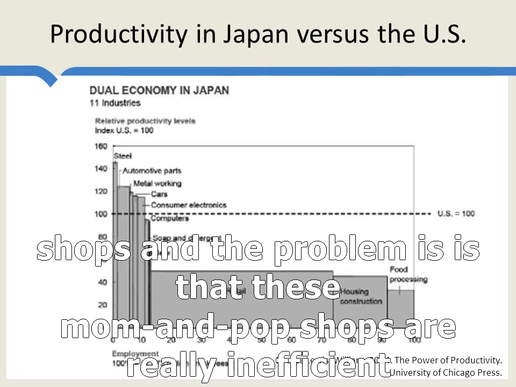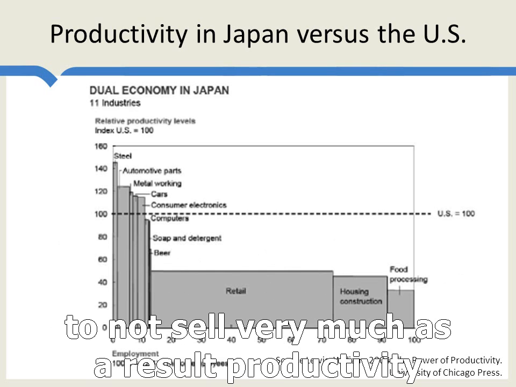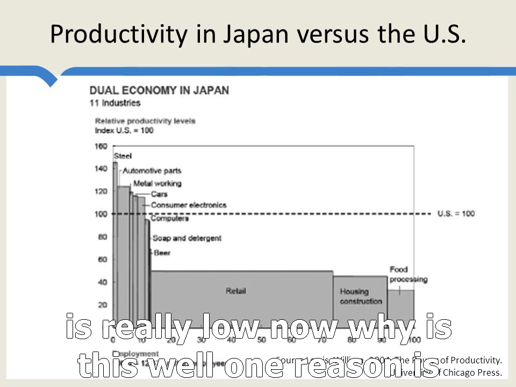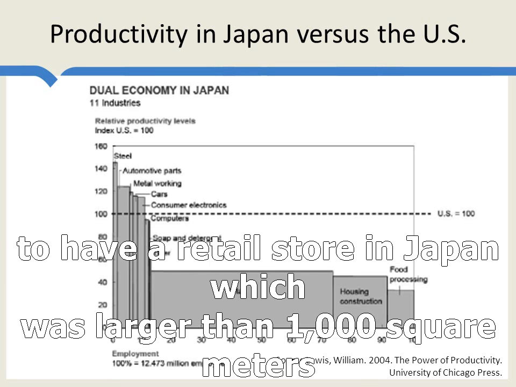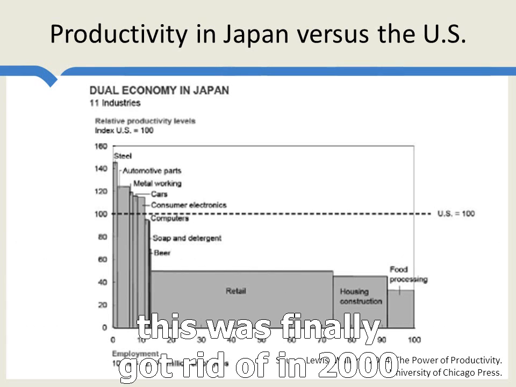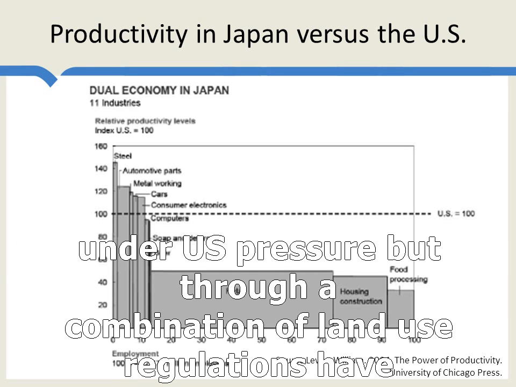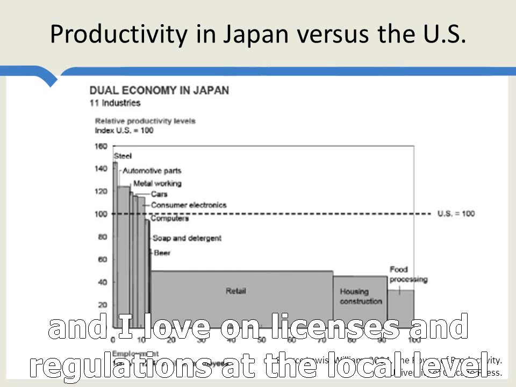Now, why is this? Well, one reason is that for many, many years it was illegal to have a retail store in Japan which was larger than 1,000 square meters. This was finally gotten rid of in 2000 under U.S. pressure, but through a combination of land use regulations, subsidies, and licenses and regulations at the local level, the retail sector has remained moribund. The retail sector has remained full of mom and pop shops.